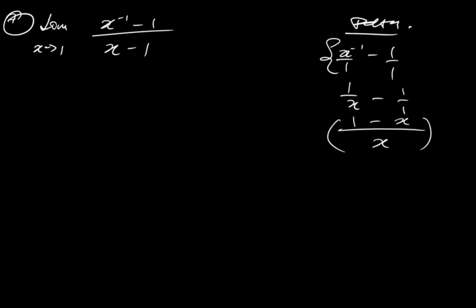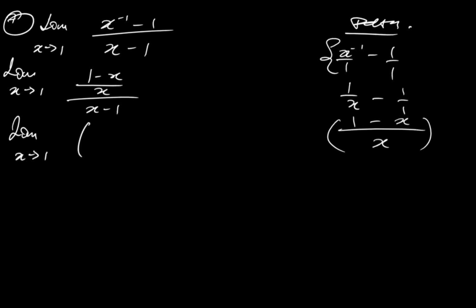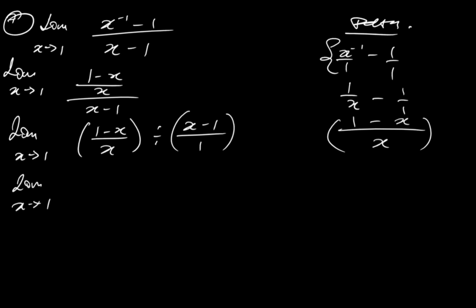So you bring this back here, and you have this lim as x approaches 1 of 1 minus x over x, over x minus 1. So basically this can be written as lim as x approaches 1 of 1 minus x over x divided by x minus 1 over 1. So remember, division changes to multiplication. So you end up having 1 minus x over x times 1 over x minus 1.